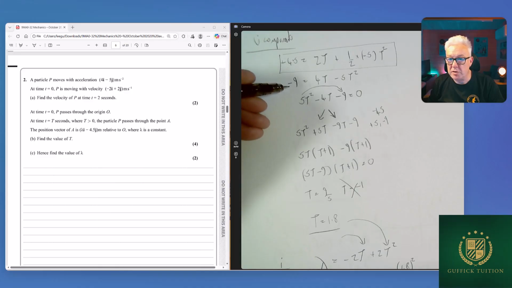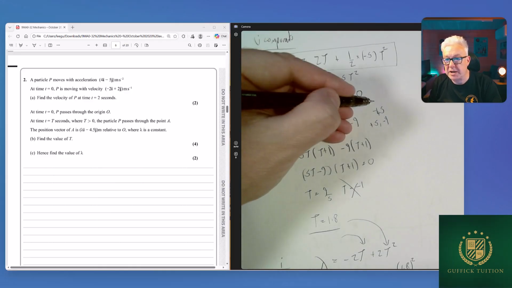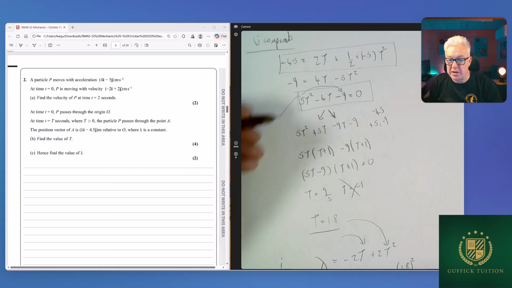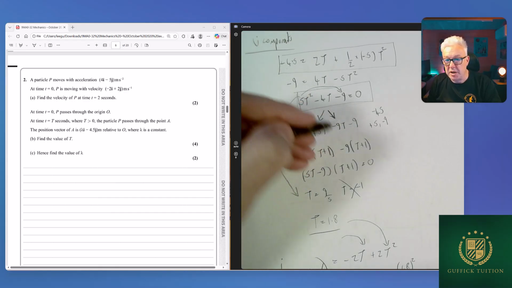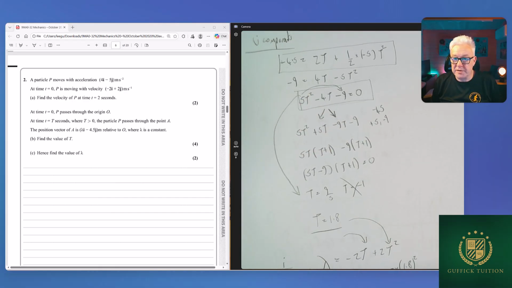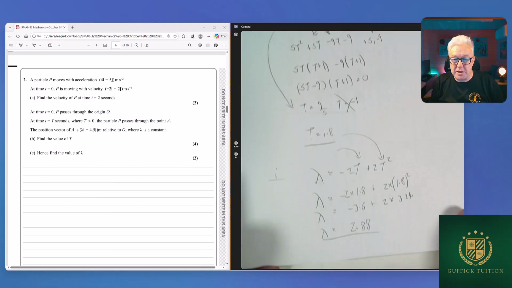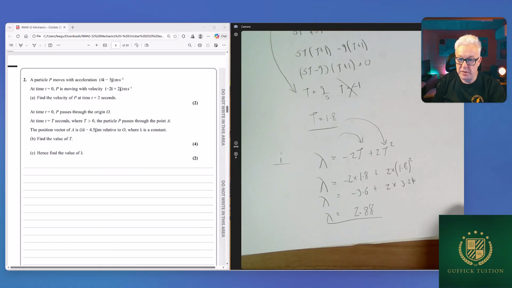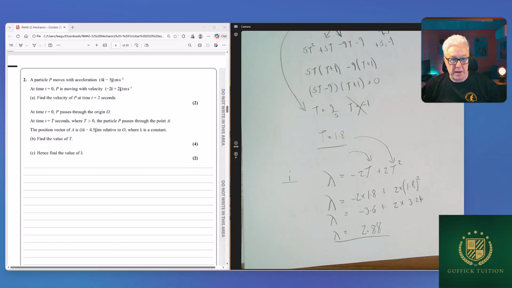Remember, once you got to this stage where you've got this quadratic here, it would have been perfectly fine just to put that in your calculator and get straight down to these solutions. You would not have lost marks if you didn't show that working out. Then you get your t as 1.8, and once you've got your 1.8, you're then in a position to work out what the I is.